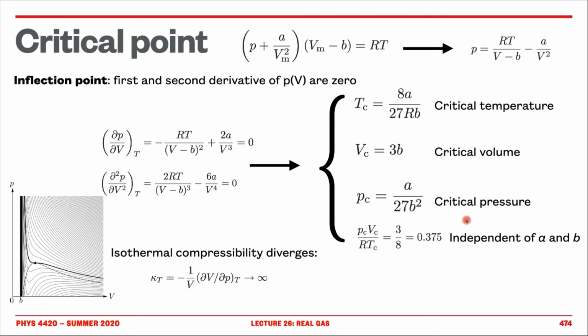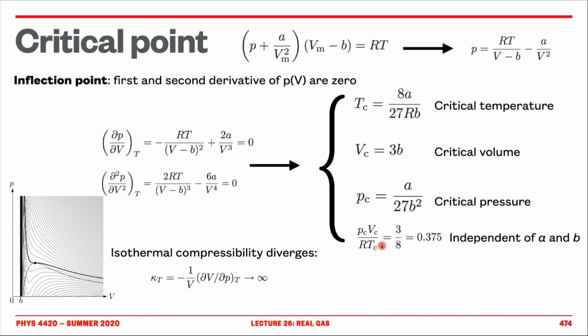Before I talk about this term here, I'd like to tell you that the critical volume only depends on B. It is actually three times the value of B, B being the size of the molecule. So the critical volume in the van der Waals model is three times the effective size of the molecule, while the critical temperature and pressure depend on both A and B. One thing that we like to use in all these models, and we'll see another example in a few minutes, is the ratio between PcVc and RTc, because this ratio, if you just plug it in from here, is independent of A and B.